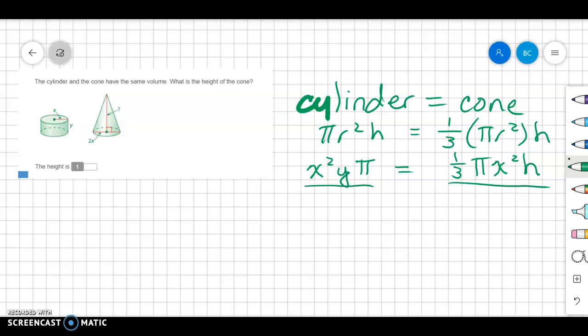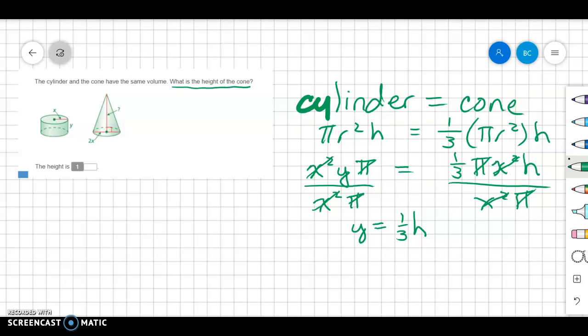So I have x squareds on both sides, and I have pi on both sides, so I'm going to divide both sides by x squared times pi. And I'm going to divide over here by x squared times pi. So I'm dividing both sides by the same thing, which the division property of equality lets me do. On this side, that cancels, so I'm left with y equals, again, cancel, cancel, cancel, cancel. Y equals 1/3 h.